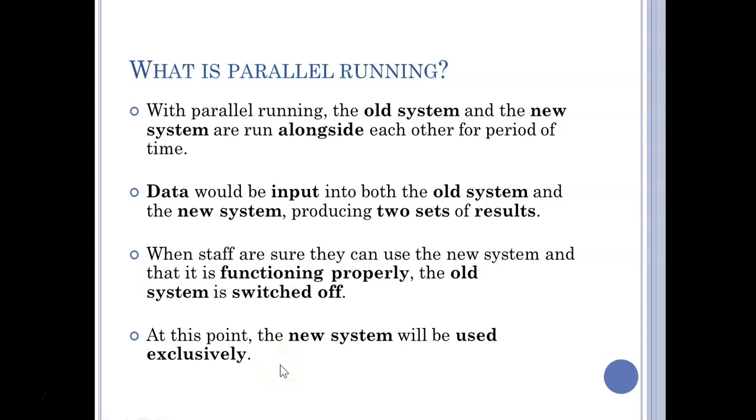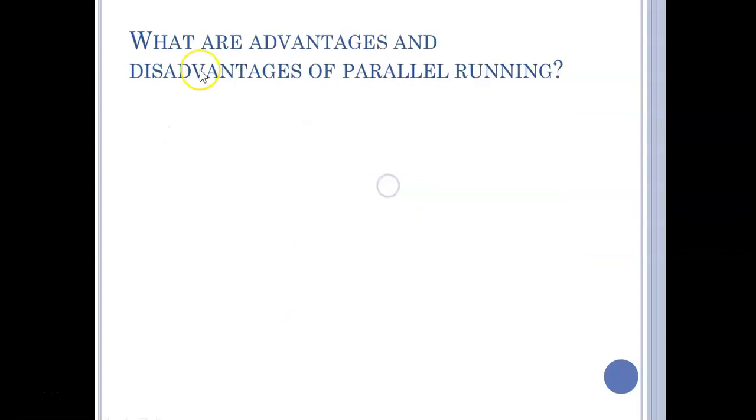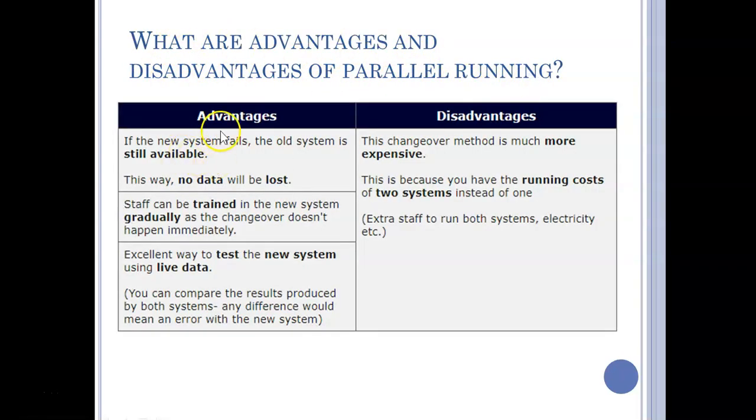So they'll run the 2 systems side by side, and when they feel that the new system is working correctly and they have confidence in the way it works, they will then discard the old system and only use the new system in the business. What are the advantages and disadvantages of parallel running? So the advantages, so we're going to read through these. If the new system fails, the old system is still available. This way no data will be lost.